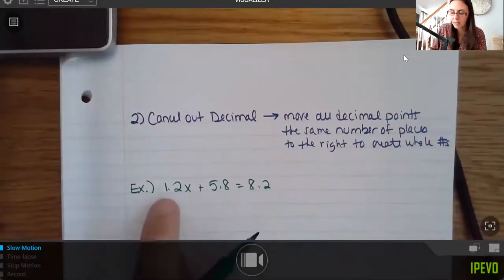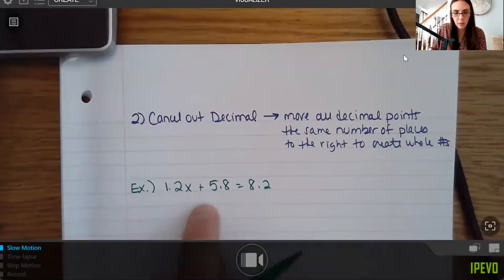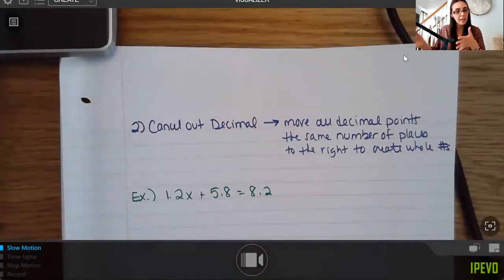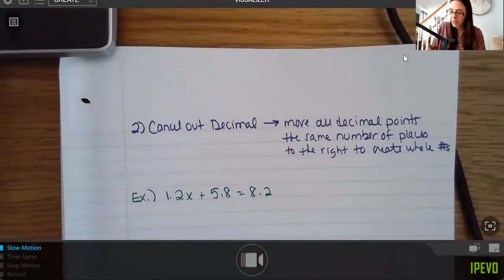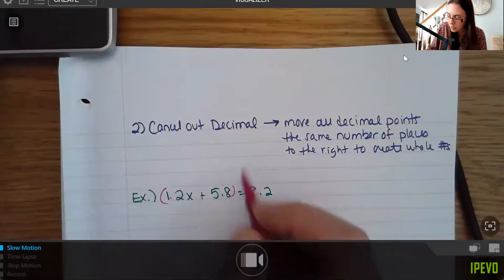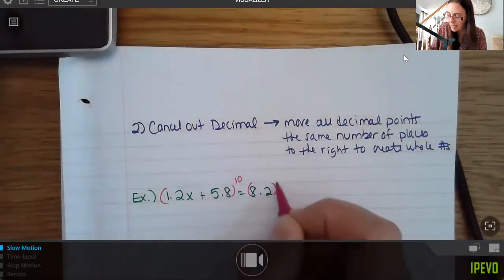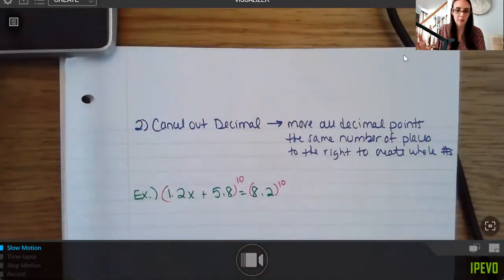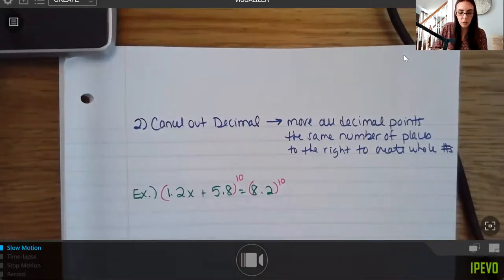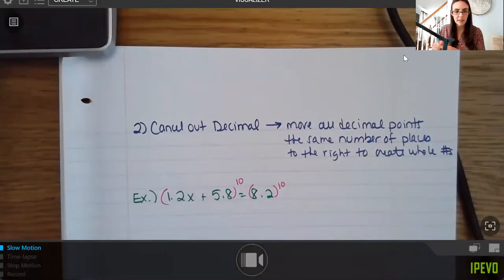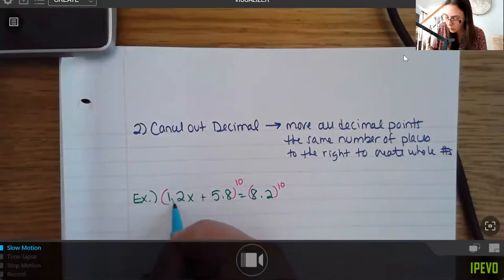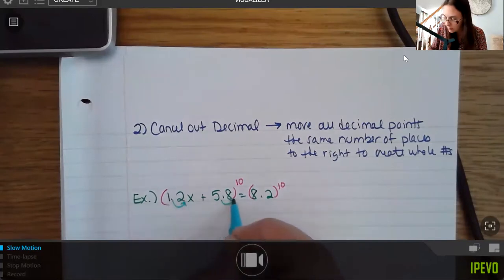But here I noticed that this one has 1 decimal point, this one has 1, and this one has 1. So if I move them all one decimal place, then I can clear all those out. So what we end up doing technically is we actually multiply both sides by 10 here, because 10 relates to one decimal place. I don't want you to stress too much about that, so just be consistent. Every term gets moved one spot to the right.